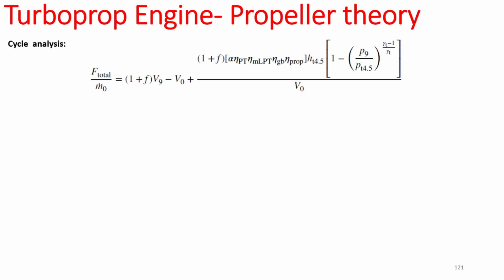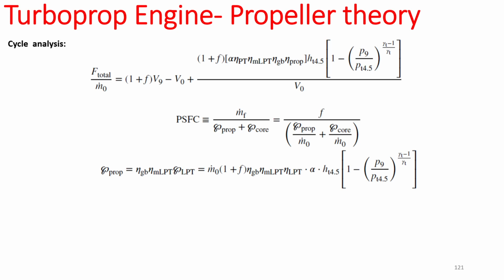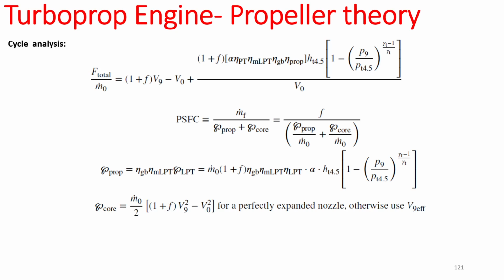Now, eventually, the goal in this kind of analysis is to find a specific thrust, which in this case, you want to include the effects of the propeller as well as the other parts. Your specific thrust for a turboprop engine can be calculated using this equation. Then we have the propeller specific fuel consumption, PSFC instead of TSFC, that we have seen before. That essentially is going to be m dot f divided by the power provided to the propeller plus the power provided to the core. And the propeller power, we have seen how to calculate this. It's just a reminder. And the core power, we also have seen how to calculate before.